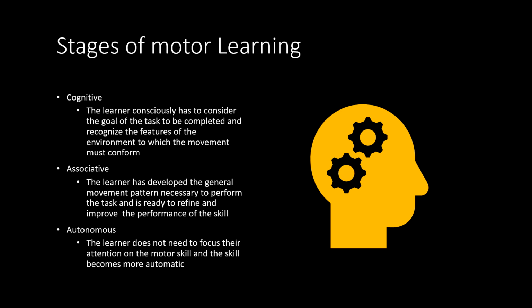Quick review, the stages of motor learning. We have our cognitive, associative, and autonomous stages. Cognitive, the learner consciously has to consider the goal of the task to be completed and recognize the features of the environment to which the movement must conform. Associative, the learner has developed a general movement pattern necessary to perform the task and is ready to refine and improve the performance of the skill. And then autonomous, the learner does not need to focus their attention on the motor skill and the skill becomes more automatic.